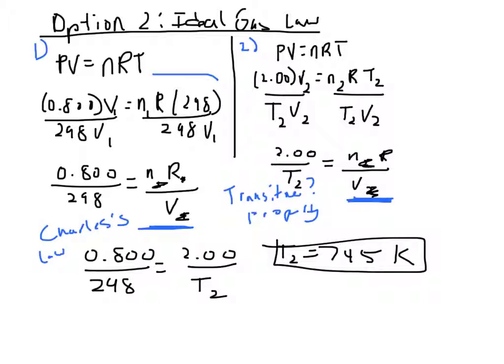And for those of you who are nervous that it doesn't match the answer in the back of the book, don't worry. The back of the book gives it in degrees Celsius. So you take this 745, you subtract 273, and that gives you 472 degrees Celsius.